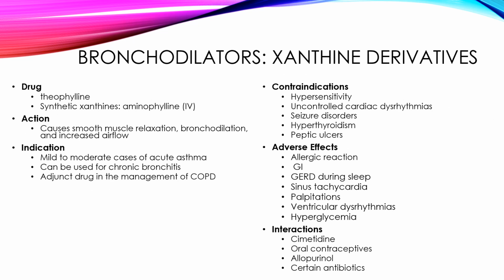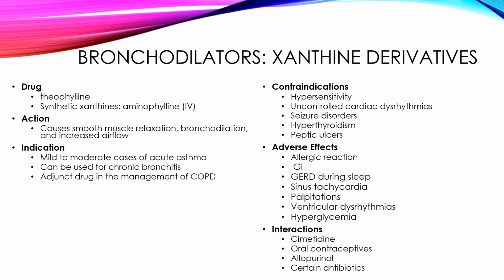Xanthine derivatives. Easiest way to remember these guys is theophylline. The only one that we're really talking about is theophylline. The way to remember what's in this drug, let me say it like that, is it contains caffeine. So right there, that helps you with your adverse effects. Notice the adverse effects: sinus tachycardia, palpitations, ventricular dysrhythmias. So that tells you right there that it causes excitability like coffee, like caffeine will, right? So that's an easy way to remember it.